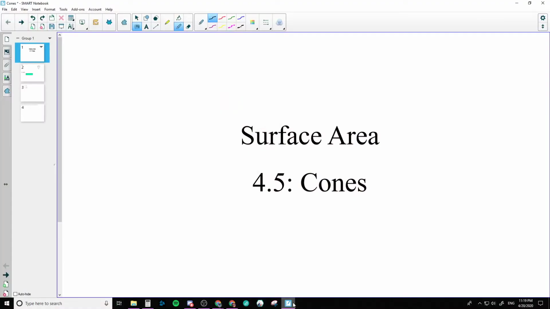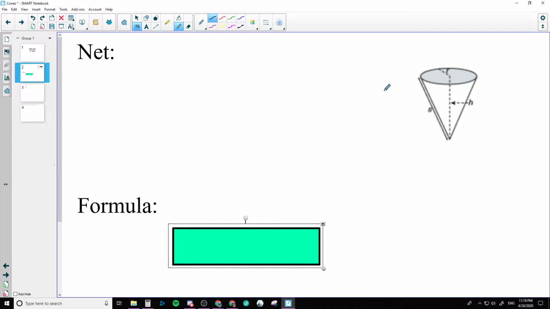Today we are going to talk about the surface area of cones. This is one of the last shapes that we're going to do in this unit. A cone has a circular base and it angles down to a point.